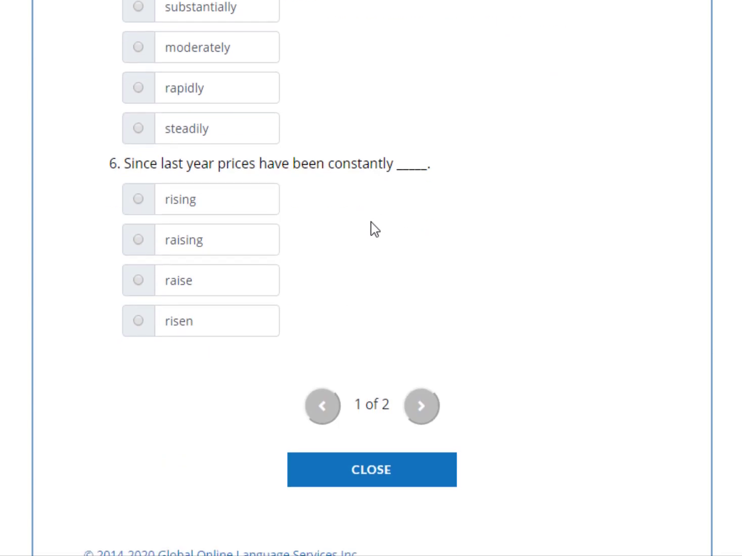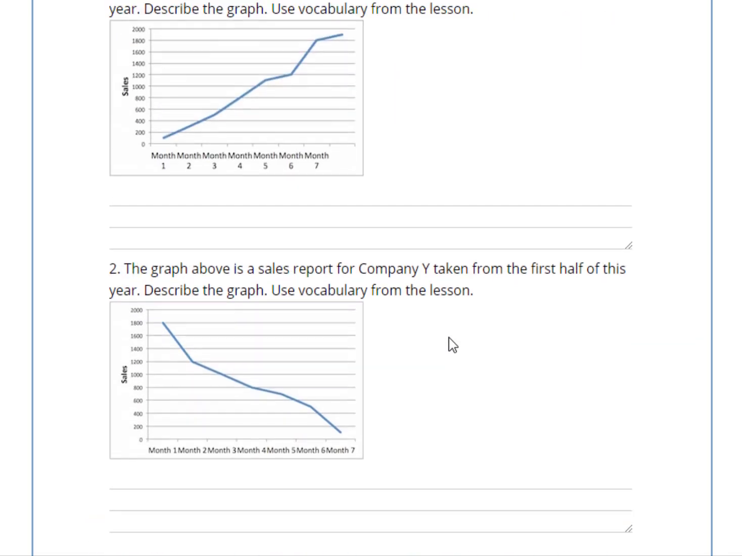So I hope you will do the work. If you don't know your answer, definitely go Google it. Go back through the lesson summary. So let's go to the next homework.